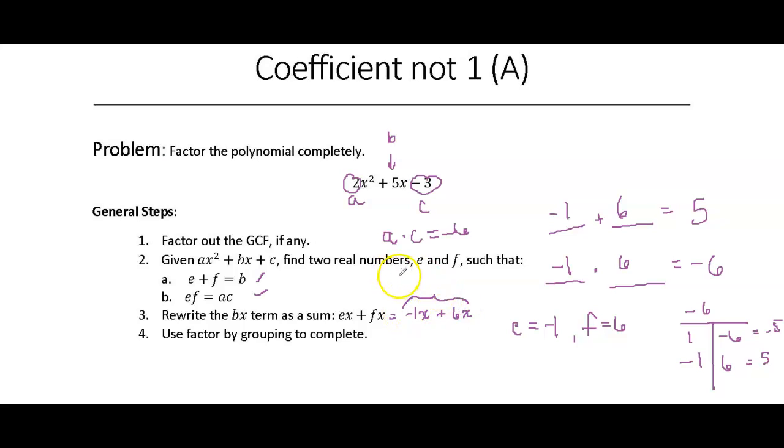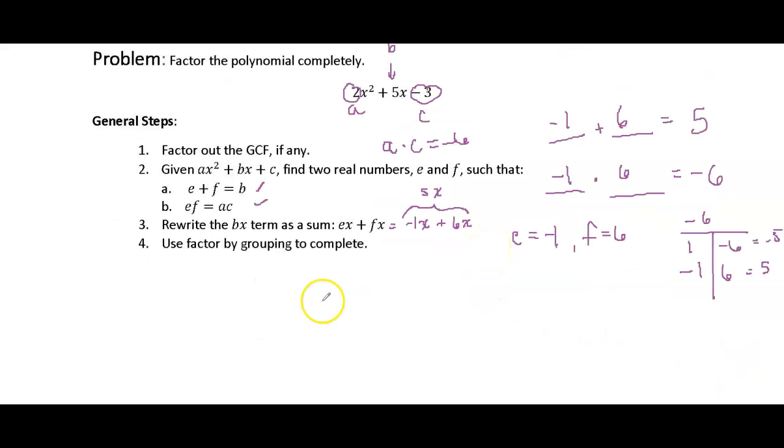We're going to take our polynomial, and instead of writing 5x, we're going to replace it with the values that we just found. So now we have 2x squared plus 5x minus 3, and that is going to equal 2x squared minus 1x, which is just like saying minus x, plus 6x, and then minus 3. Remember, we're only replacing that middle term.